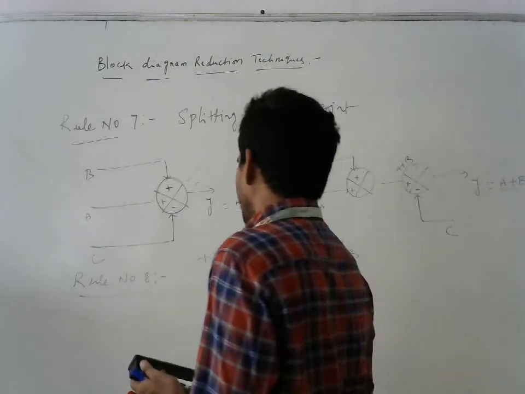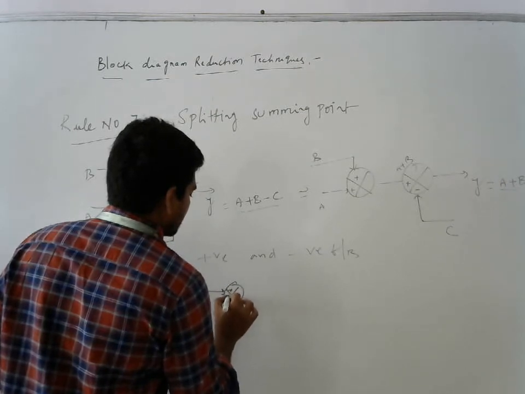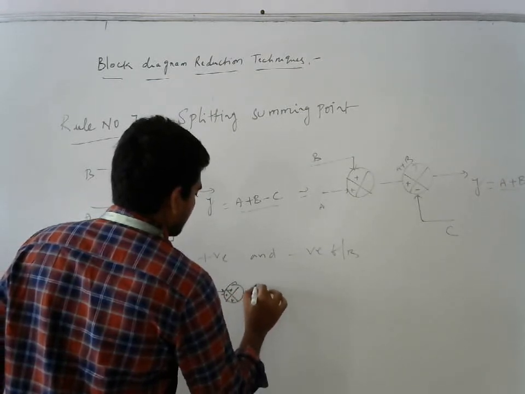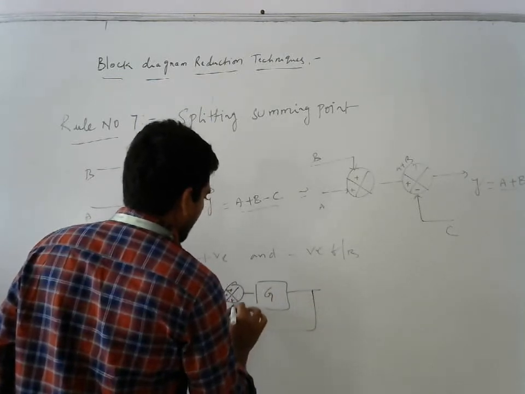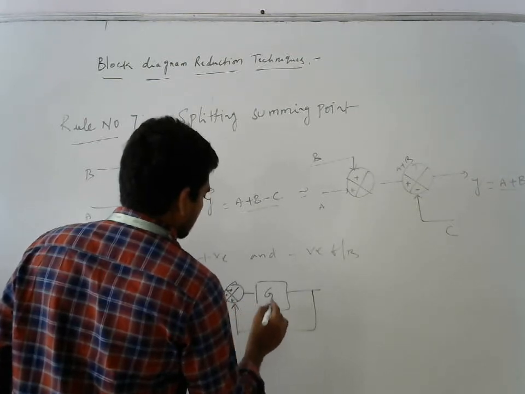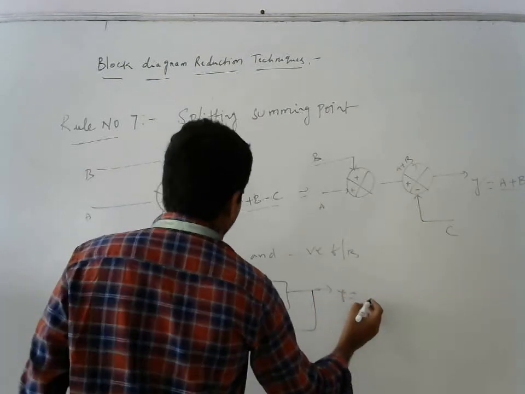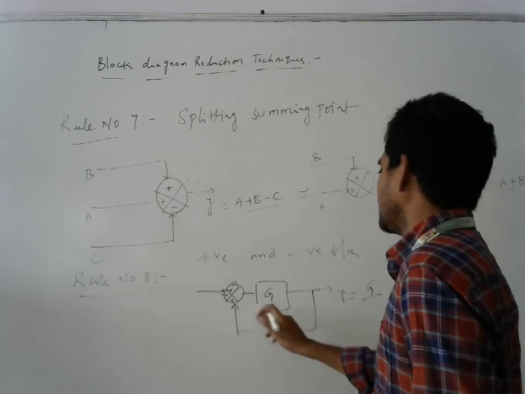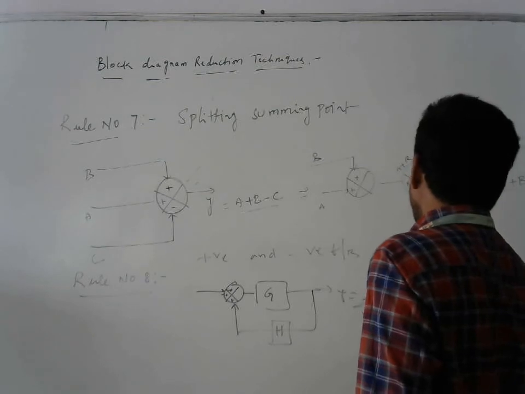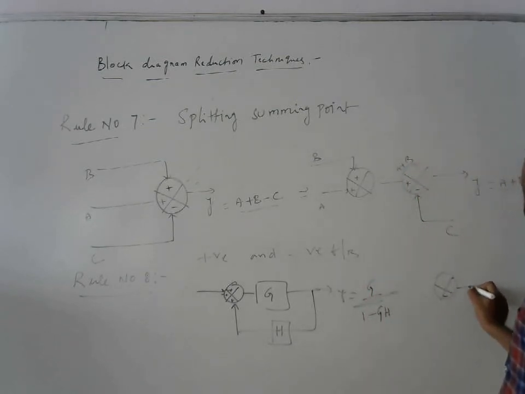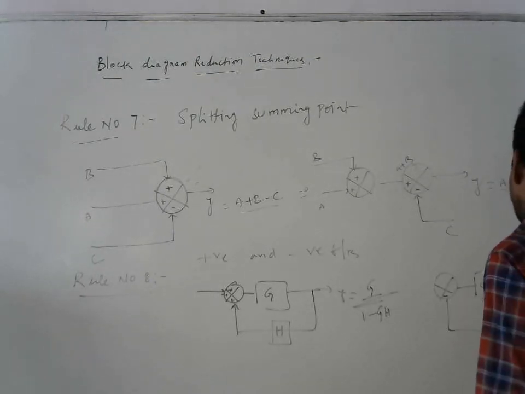Here, rule number 8, positive and negative feedbacks. I am going to consider like this. This is a positive feedback. I am having a G, and here we are having an H. What is the output? Y is equal to, already we derived, positive feedback means G divided by 1 minus GH. If it is a negative feedback, that means a negative sign, we are having a G, and the feedback is H.